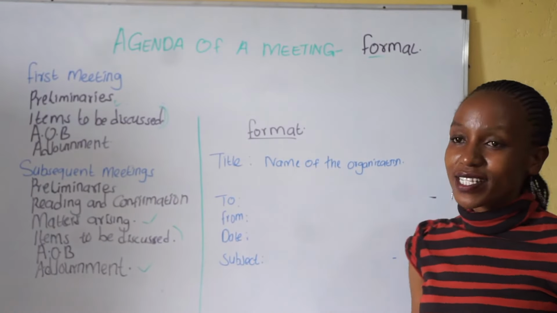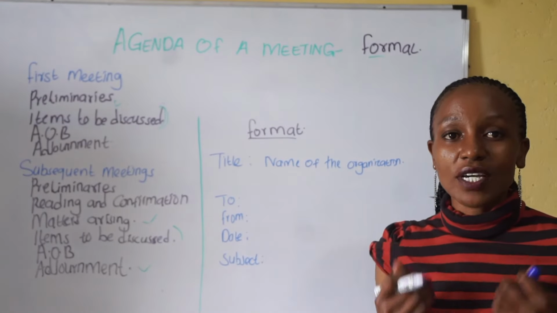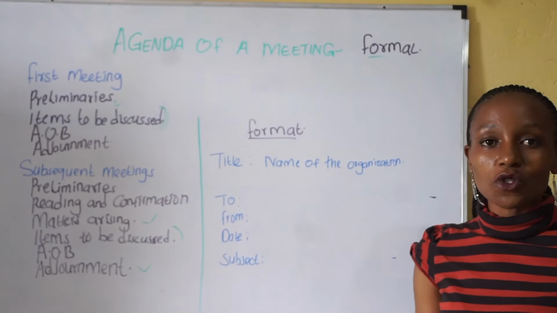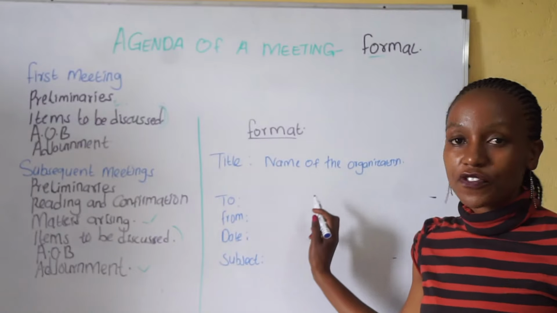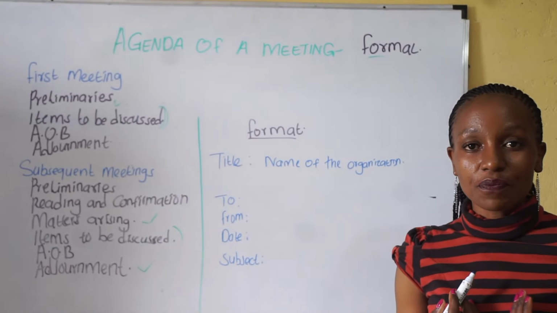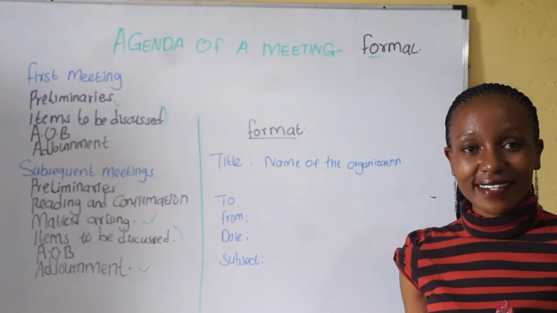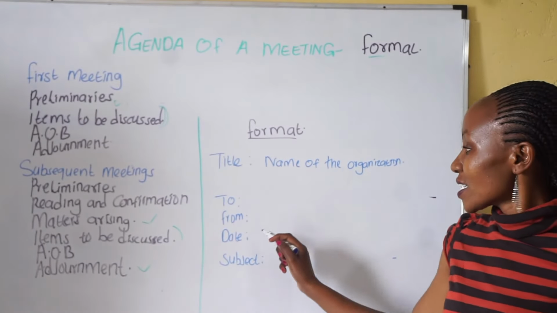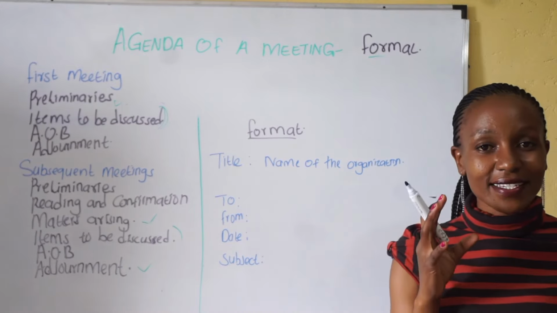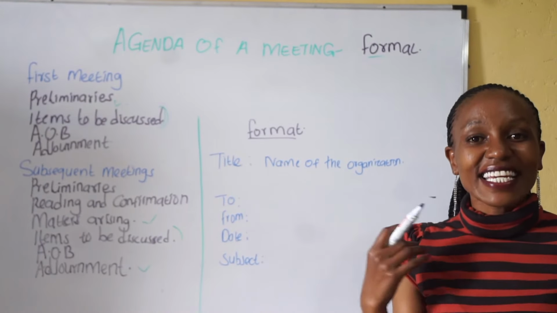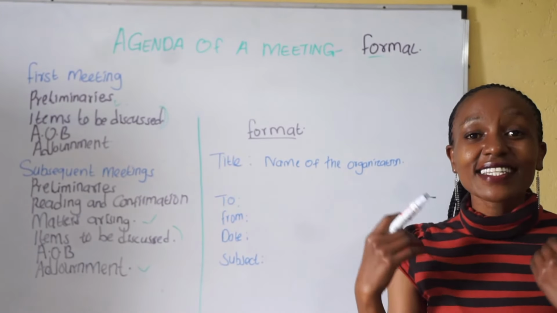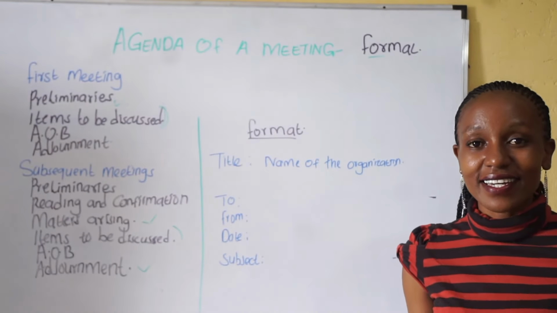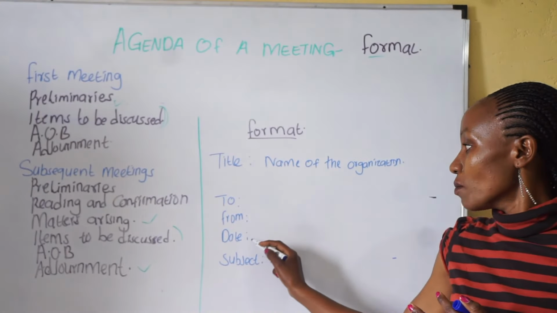And then who are we sending to? We're not going to write their names, but their positions. And for us, we're going to send it to the principal. Who is it from? You are the secretary, so it's from the secretary. What is the date? We write today's date, the day that you are writing that agenda, in a complete date.